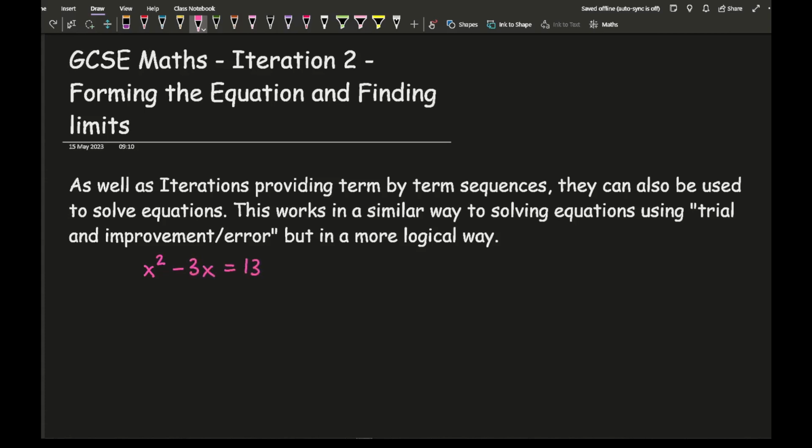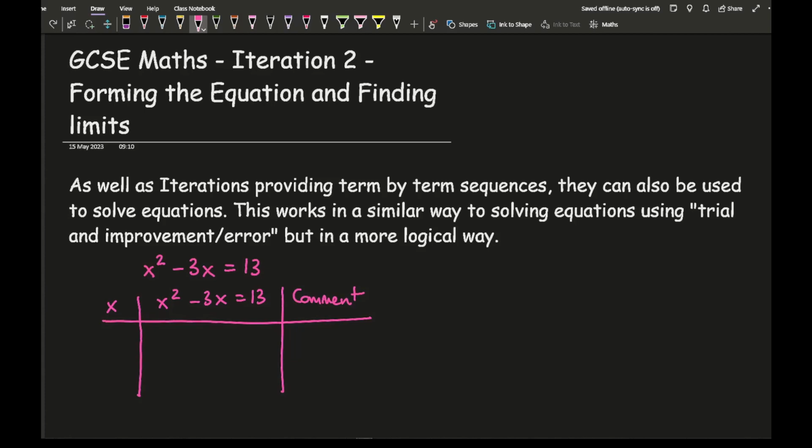So then what you would do is find values of x. You would substitute them into x squared minus 3x equals 13, and then you would make a comment as to how far away it was from the answer of 13. So it works in a very similar way to solving this.